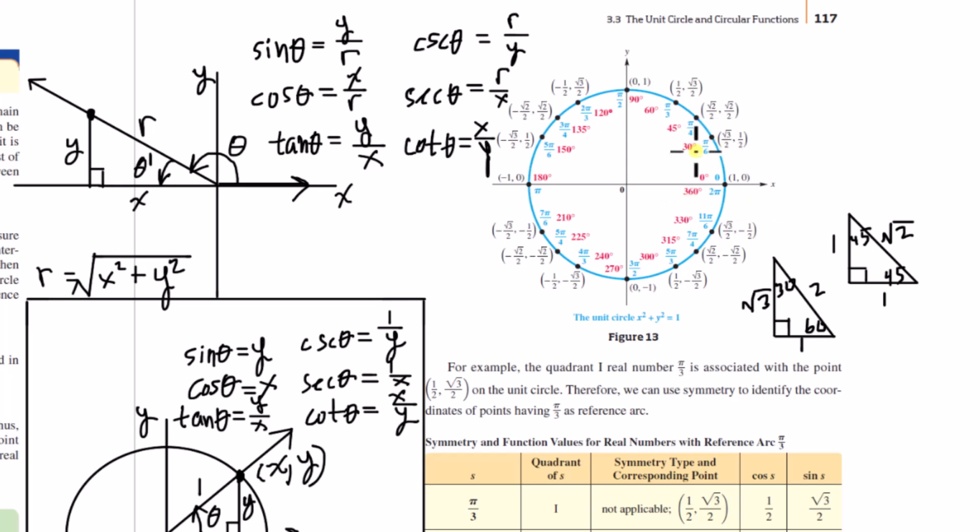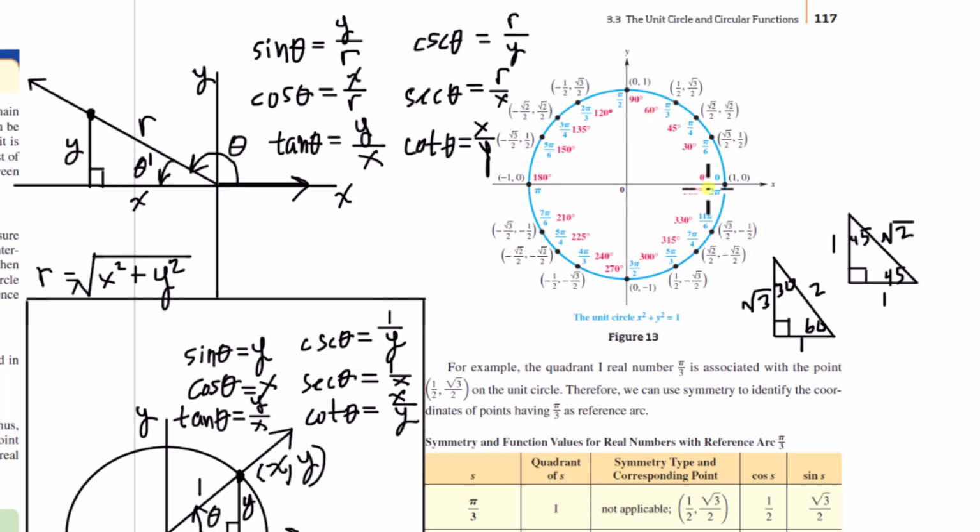Then, now that you have the point marked off, you put 30 degrees and pi over 6 in the coordinates. Okay, where's the point on the circle that corresponds to 45 degrees? Same thing. What about 60 degrees? Same thing. Mark off the point and put the degrees and radians angle.